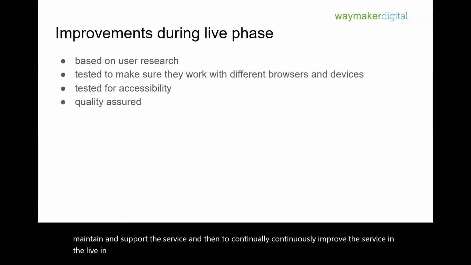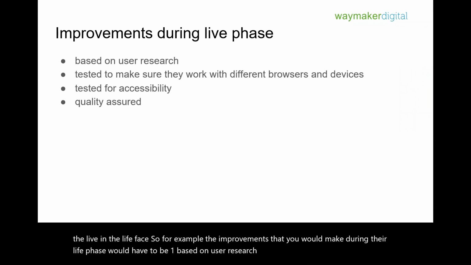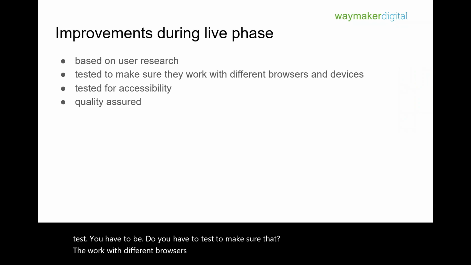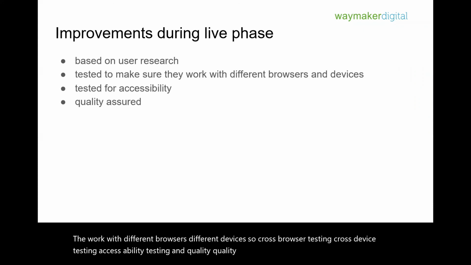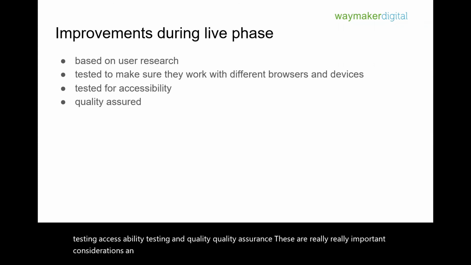and then to continuously improve the service in the live phase. For example, the improvements that you would make during the live phase would have to be, number one, based on user research. You have to test to make sure that they work with different browsers and different devices. So cross-browser testing, cross-device testing, accessibility testing, and quality assurance. These are really important considerations and improvements that need to be considered during the live phase of a service.